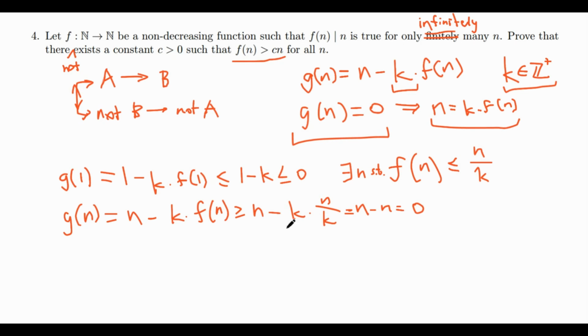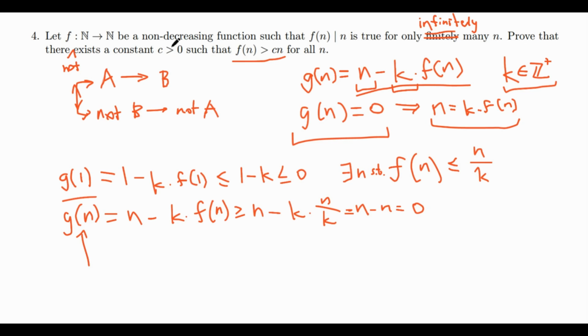So this is exactly what we're trying to find, because now we know that there exists this n such that g of n is greater than or equal to 0, and we also know that g of 1 is less than or equal to 0. So now all I need to do is prove that g increases by at most 1 each time. So in order to prove this, we note that, first of all, g of n equals n minus k times f of n. With this n, every time we increase n by 1, this part increases by at most 1.